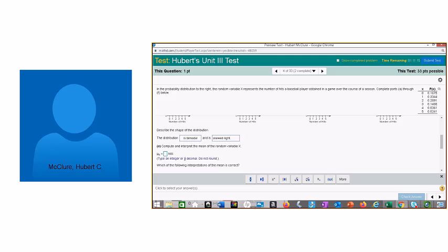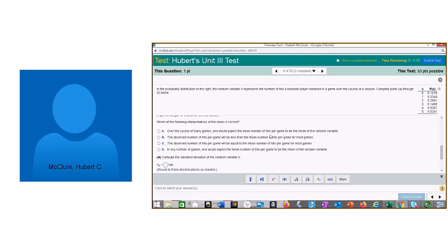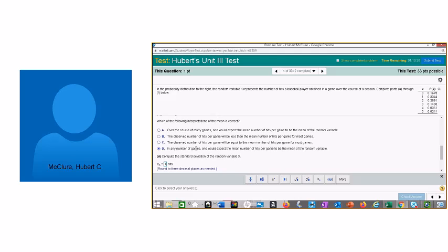The mean, it says, do not round, so I'm going to just type the whole mean, 1.6239. And over the course of many games, you would expect the mean to be the observed number of hits. I'm looking at in any number of games, one would expect the number to be the mean. I believe it's D. And round to 3 decimals, 1.171. 1.172. Sorry.